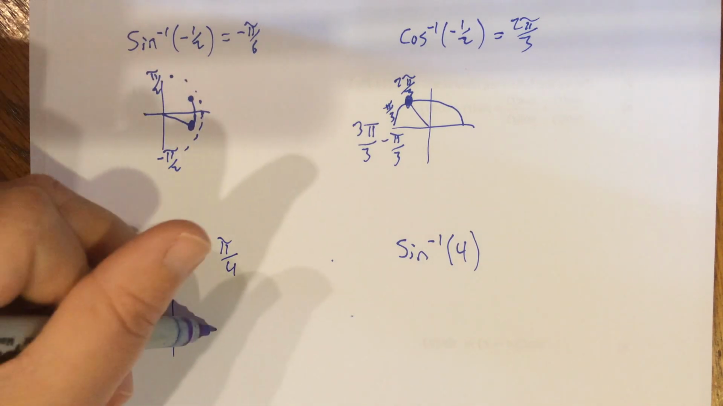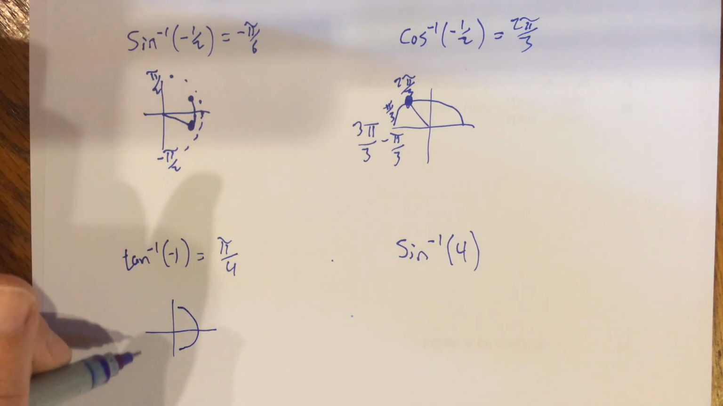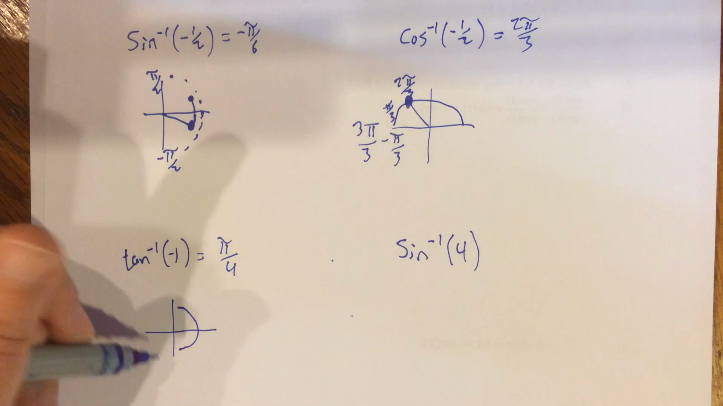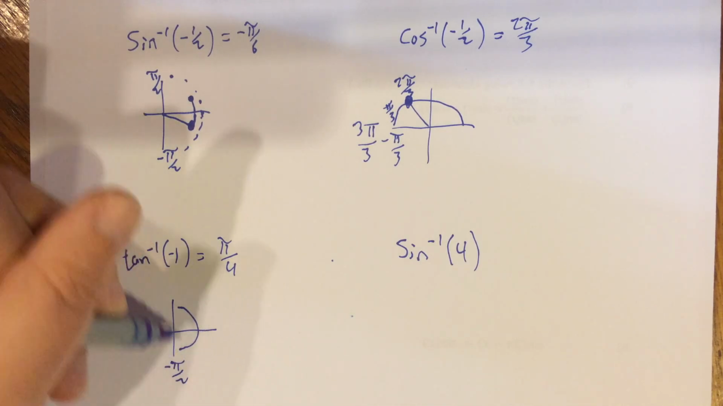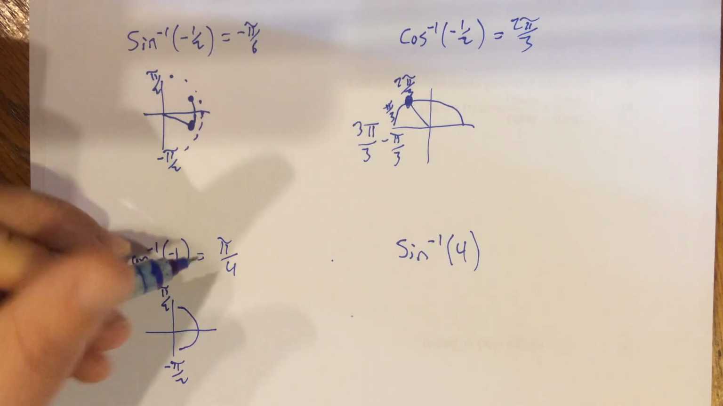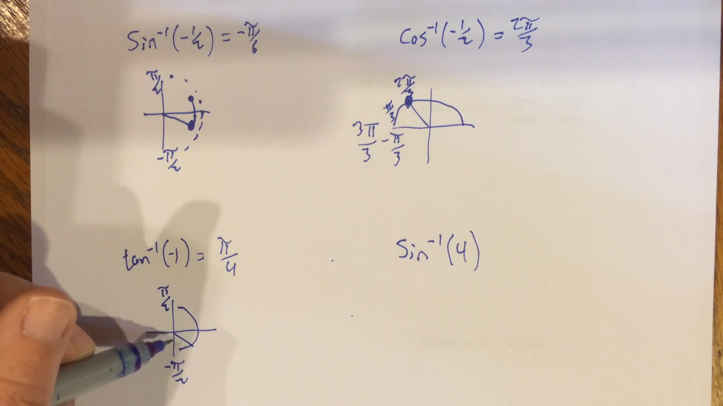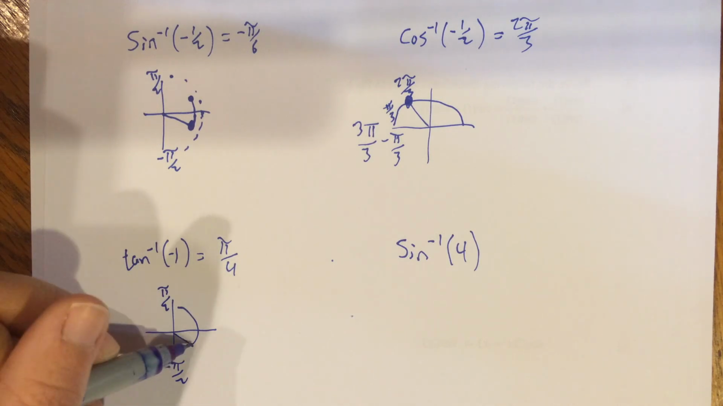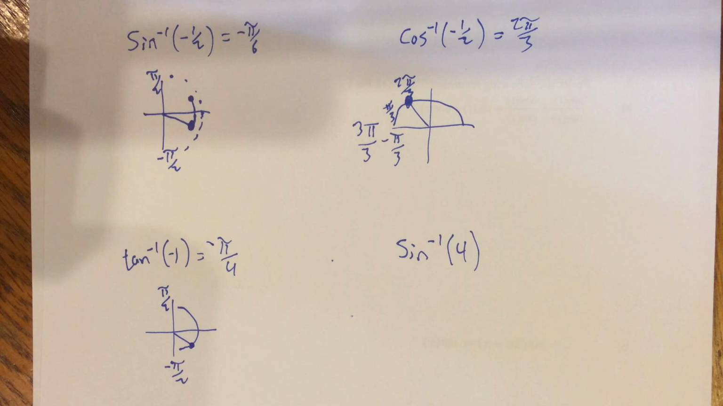And for tan, again, the range is just this part. It's kind of like sine. It's negative pi over 2 to pi over 2. And so we want the pi over 4 down here. And since we're looking just at the negatives, it's literally just negative pi over 4, because that would be pi over 4 away going this way.